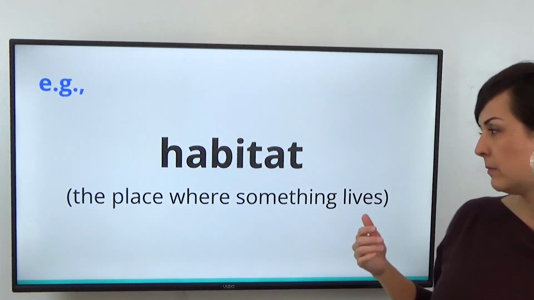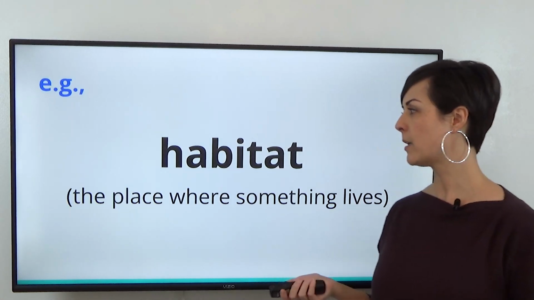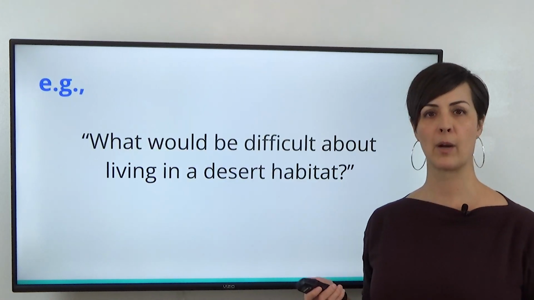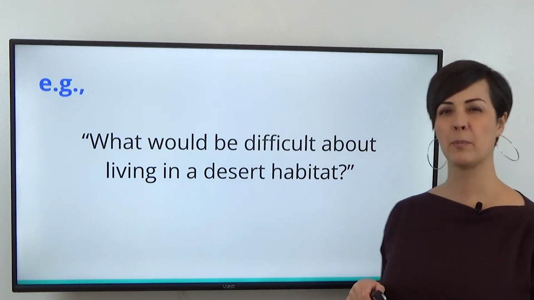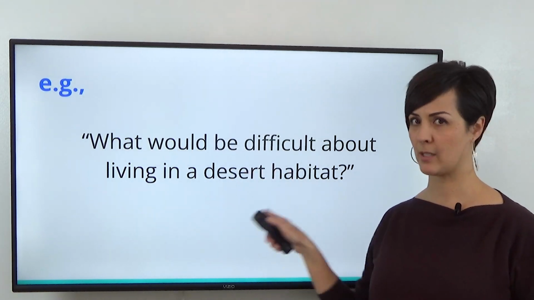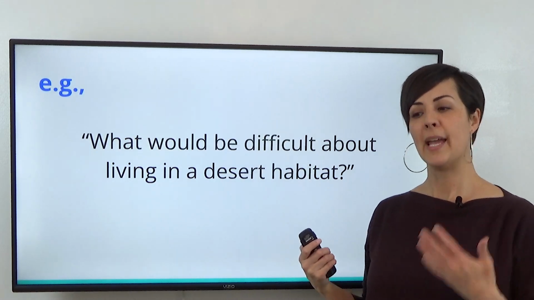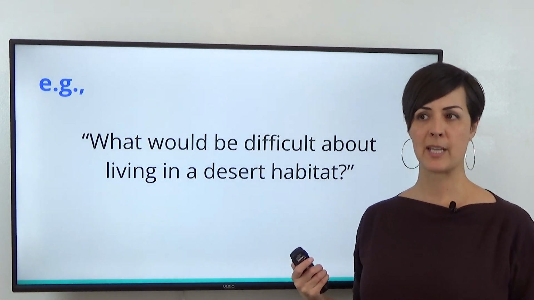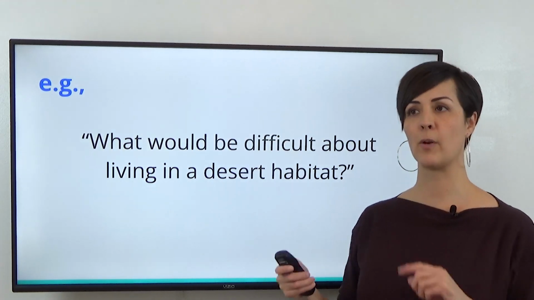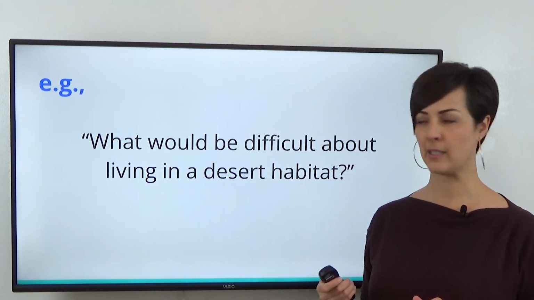And once we've done some choral responding, we could do a partner talk where I say, what would be difficult about living in a desert habitat? Do you remember this? Is this familiar to you? And now the students are going to discuss, it would be difficult to live in a desert habitat because, and they're going to talk about those ideas.